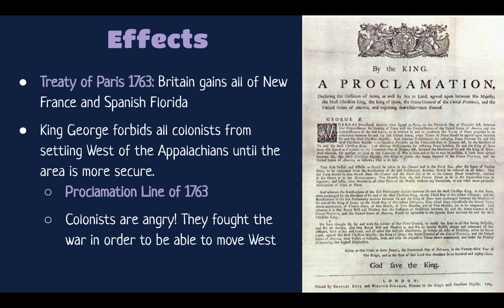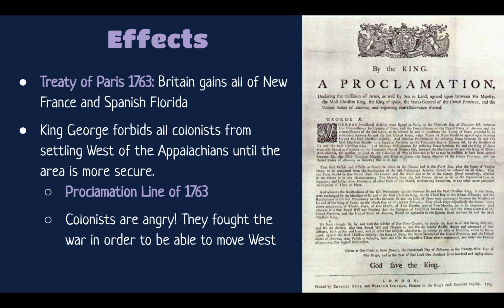So the final decision to settle the conflict is called the Treaty of Paris of 1763. In this treaty, Britain gained all of New France as well as Spanish Florida, which essentially removes the French from this territorial claim. Then King George of England, he forbid all of his colonists from settling west of the Appalachian Mountains until the area could be made more secure.